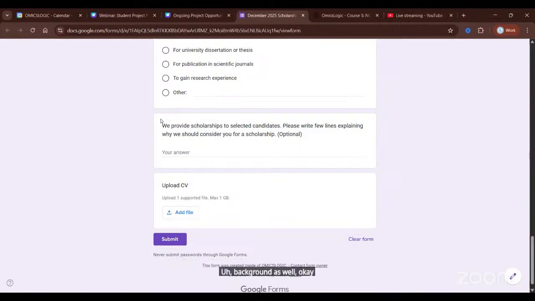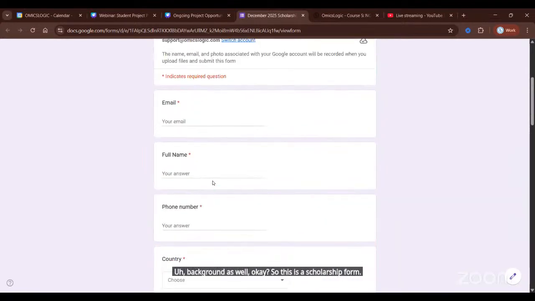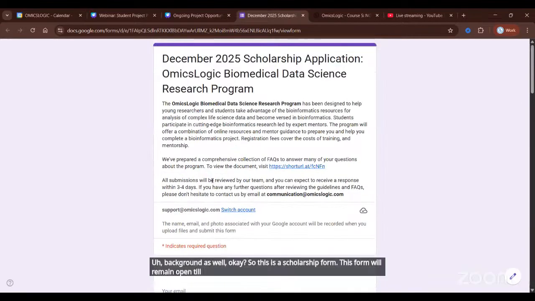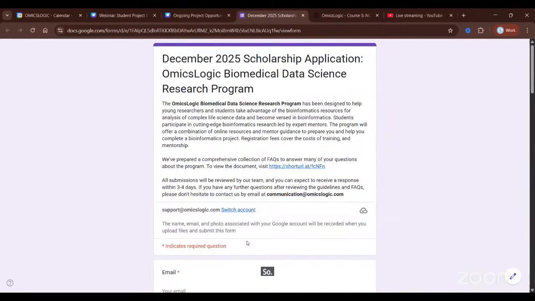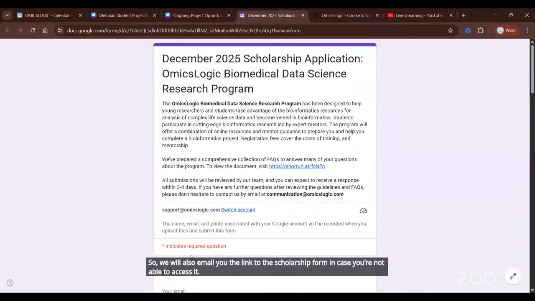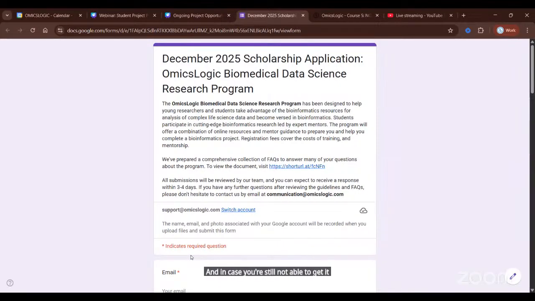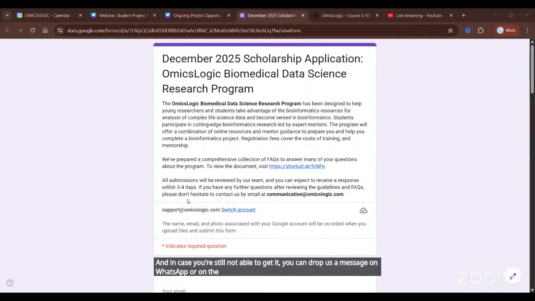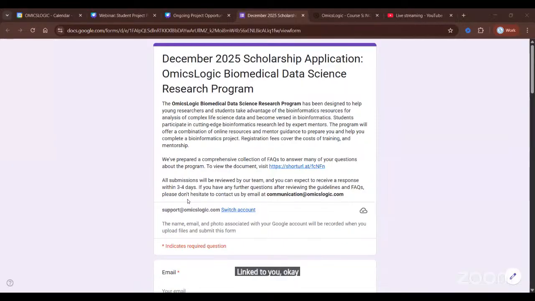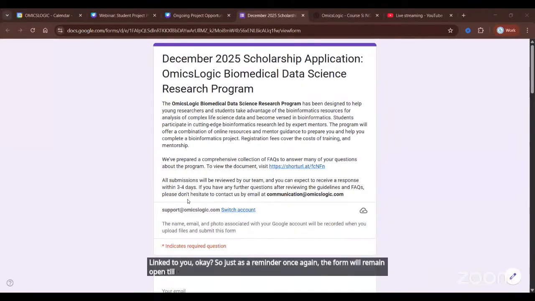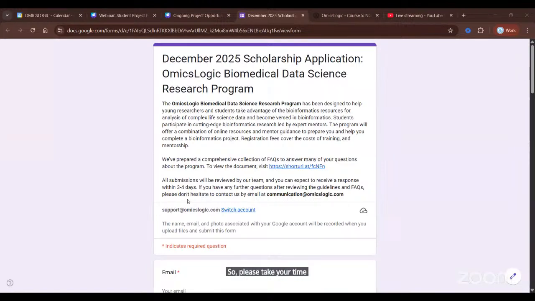Okay, so this is the scholarship form. This form will remain open till 2nd of December. We will also email you the link to the scholarship form in case you're not able to access it. And in case you're still not able to get it, you can drop us a message on WhatsApp or on the email ID provided above, and we can share the link with you once again. Just as a reminder, the form will remain open till December 2nd. So please take your time to fill out the form and submit your scholarship application.